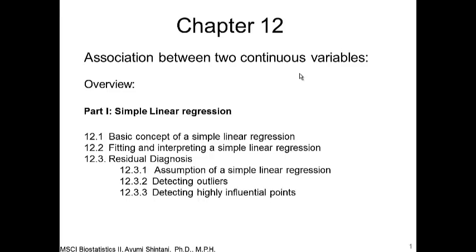In this chapter, we are going to learn simple linear regression, association between two continuous variables. We use simple linear regression where the independent variable is only one continuous variable and there is no other independent variable in the model. Whereas we use multiple linear regression when we have more than one independent variable. Independent variables can be continuous or categorical.